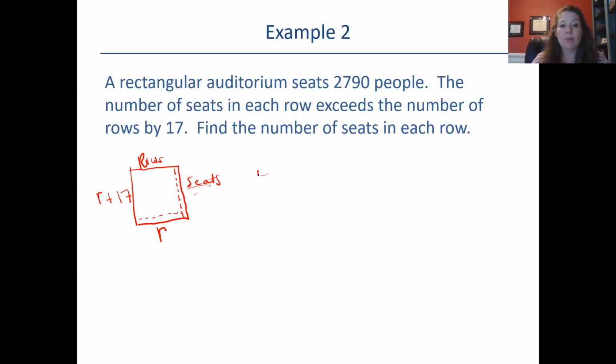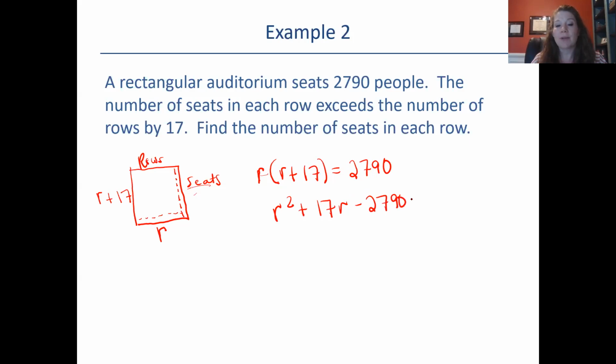We don't know how many rows there are, but we know the number of seats is the number of rows plus 17. And we know it can be filled with 2,790 people. So we're going to multiply r times r, which is r squared, plus 17r. We have to subtract 2,790 from both sides because we have to set it equal to 0. So I'm going to do that in this one step, and then set our whole equation equal to 0.